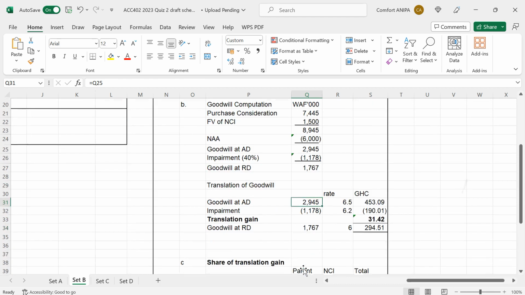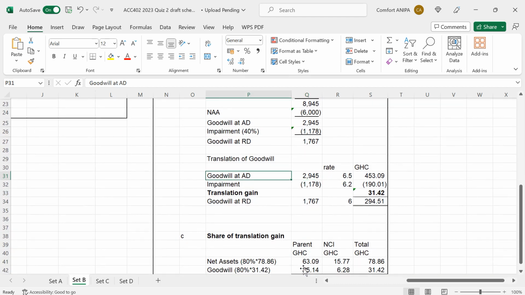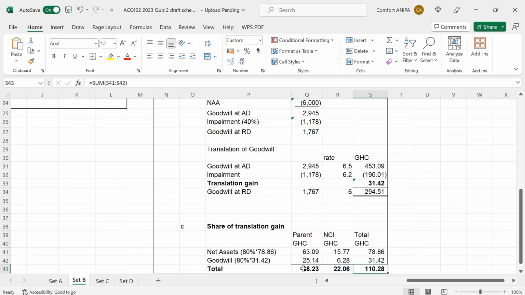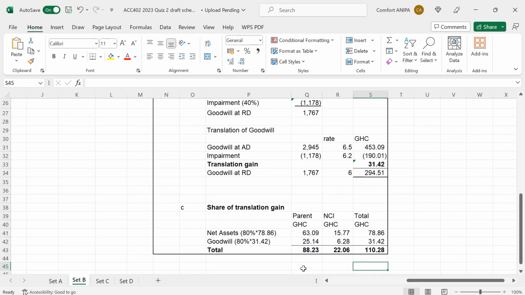And then you translate the goodwill, the opening goodwill at the opening rate, the impairment at average, and goodwill at reporting at the closing rate. And you determine your exchange gain. And then you share that among the parent and the subsidiary. Remember, the parent will be held in equity. The subsidiary will be added to NCI balance. Okay, so that is it for the second set of questions.